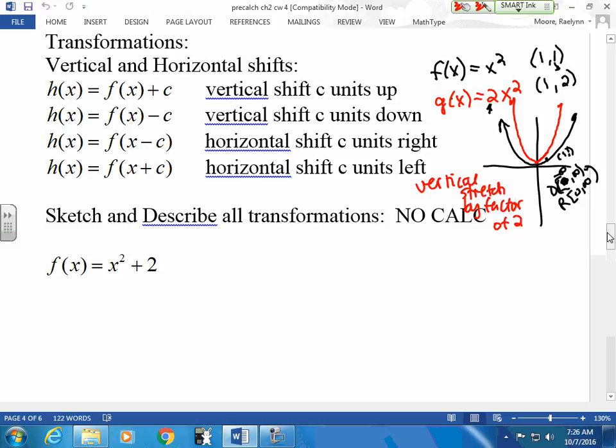The flip side of this is a horizontal shrink by a factor of 1/2. Because when Gabby did this, where were her hands coming from? The horizon, like this. So she was shrinking it horizontally. Sometimes in the book or in a worksheet, they refer to it as a horizontal shrink, the opposite way. I tend to keep with the vertical just so we don't confuse everybody, but it could be both ways.